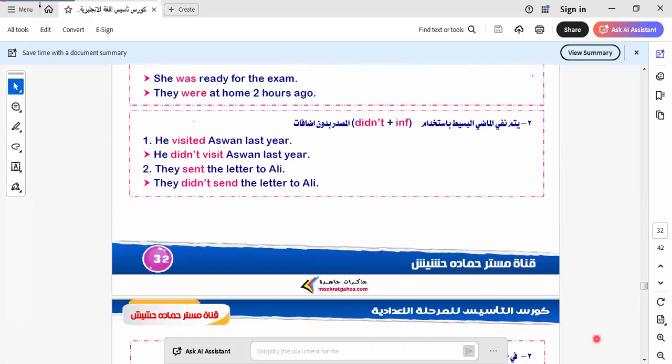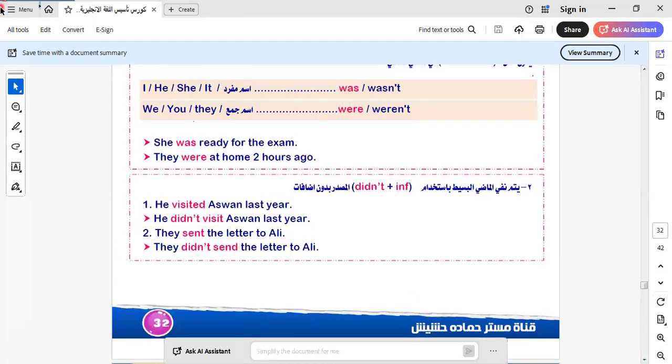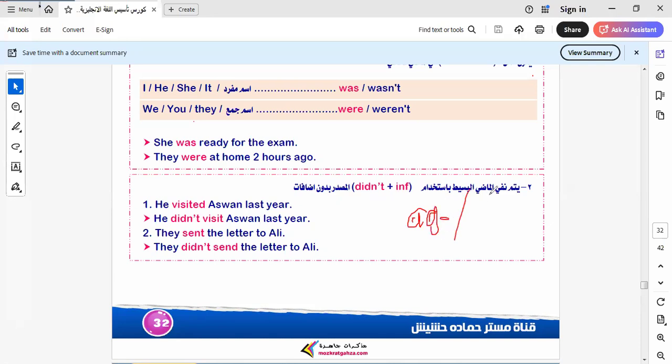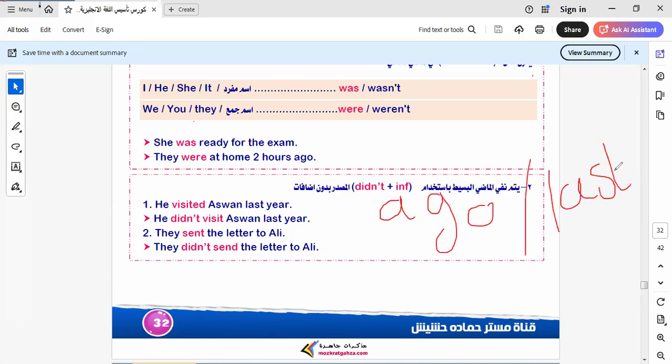So some of you are saying, Miss Iman, what are the keywords of this tense? The keywords of this tense will be ago, last, and yesterday. Okay, these are the keywords of this tense.